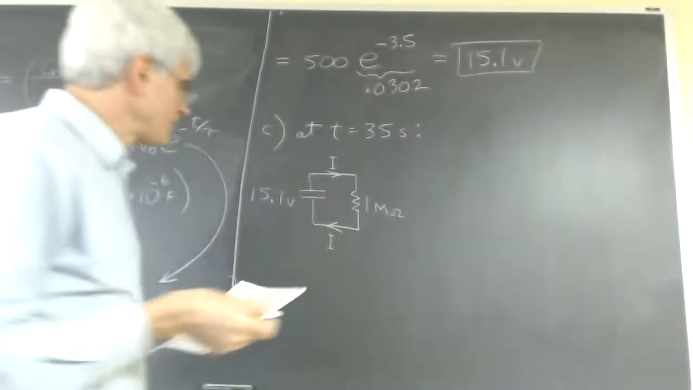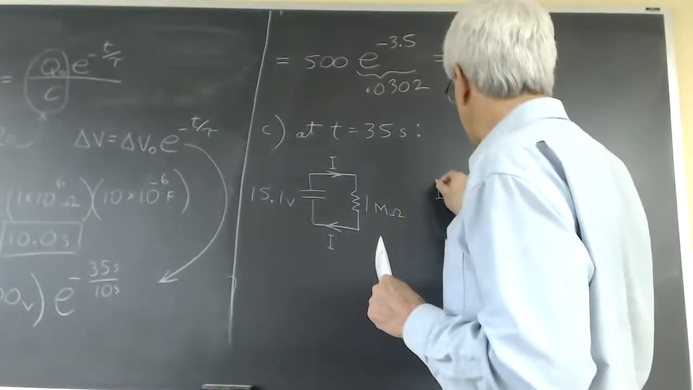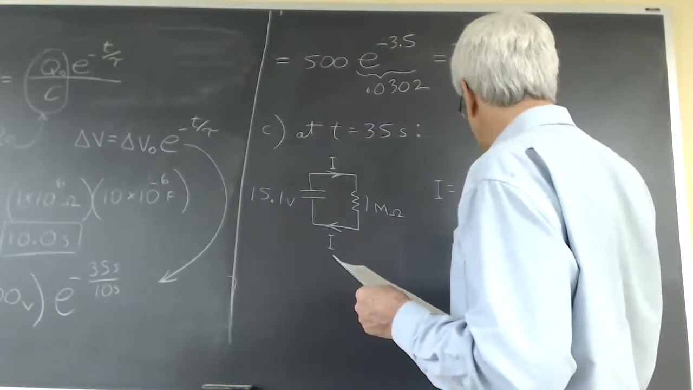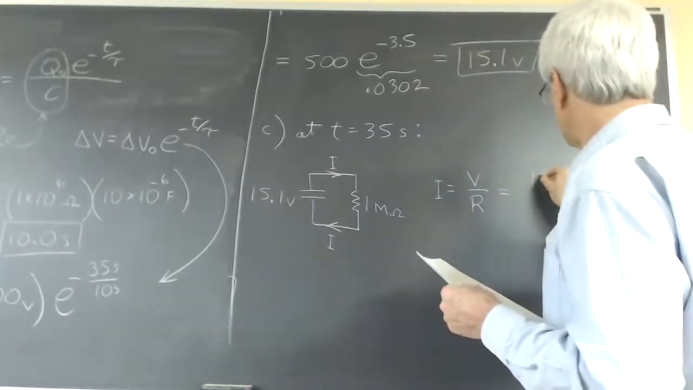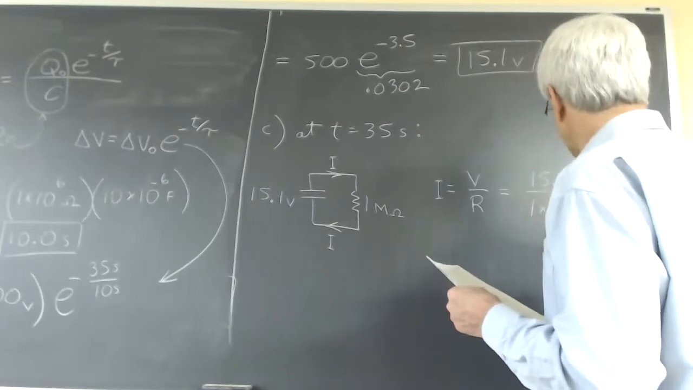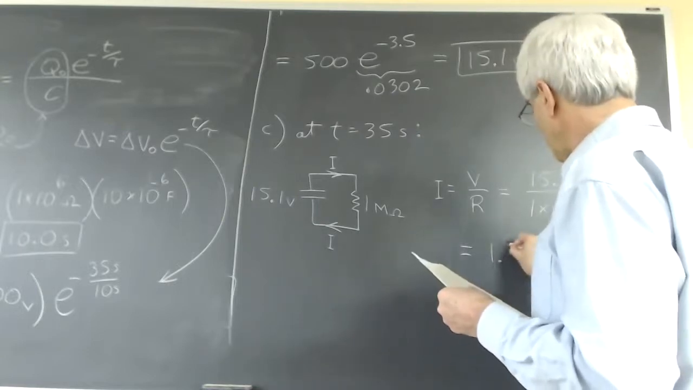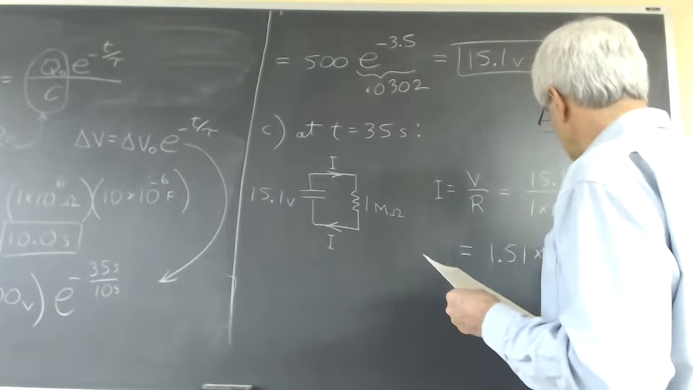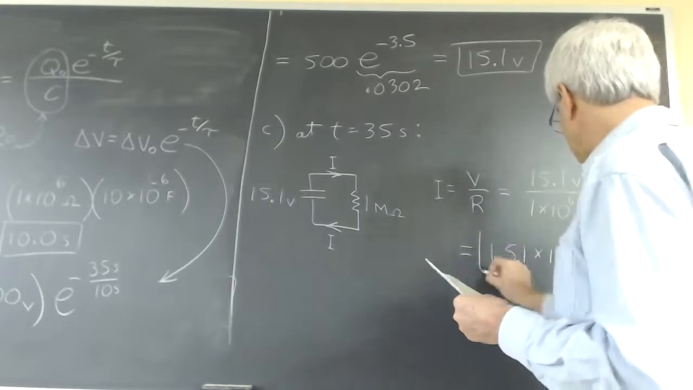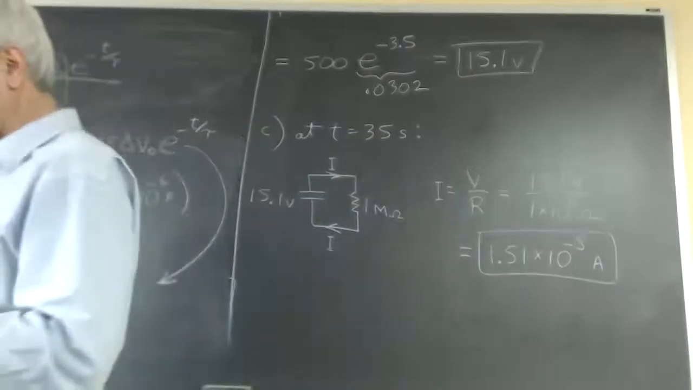There's the resistor. And this is just your basic Ohm's law problem. I equals volts over resistance. That gives 1.51 times 10 to the negative fifth power, measured in amps. That's 15.1 microamps if you don't like scientific notation.